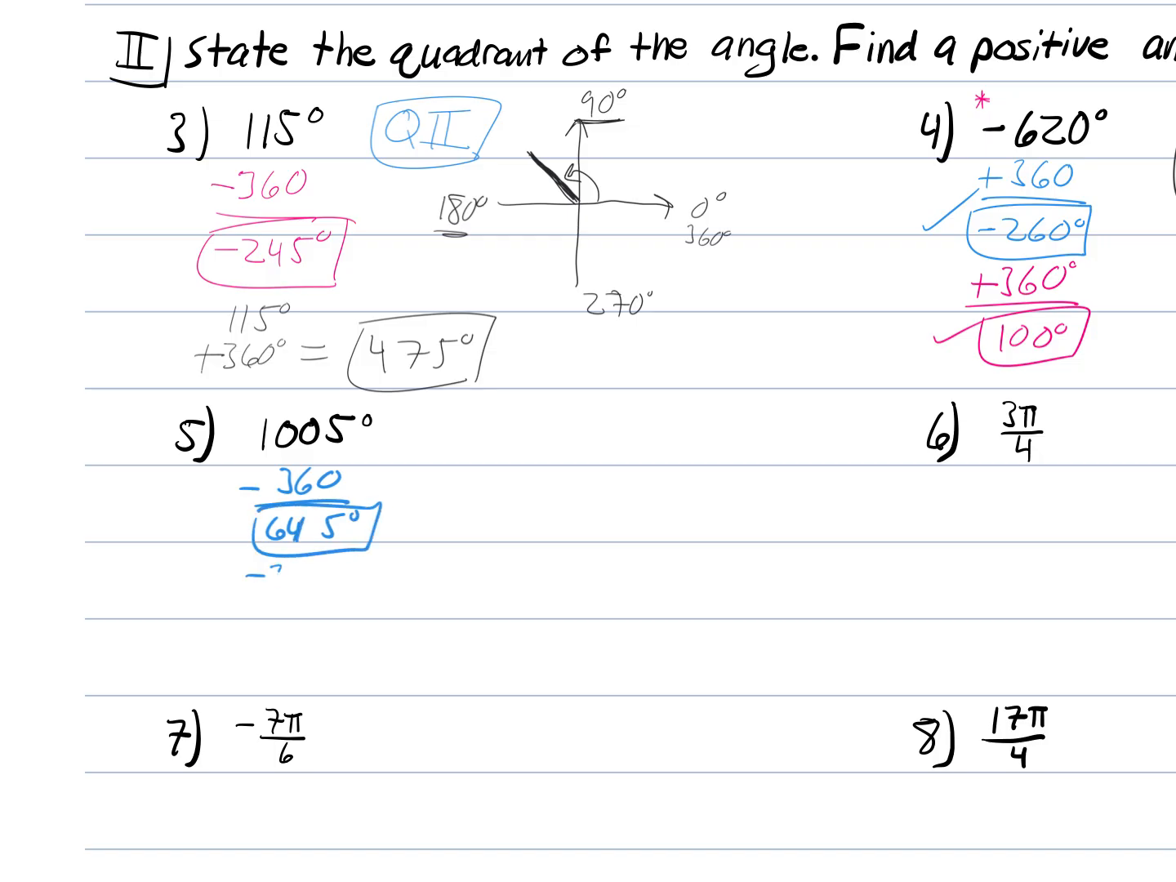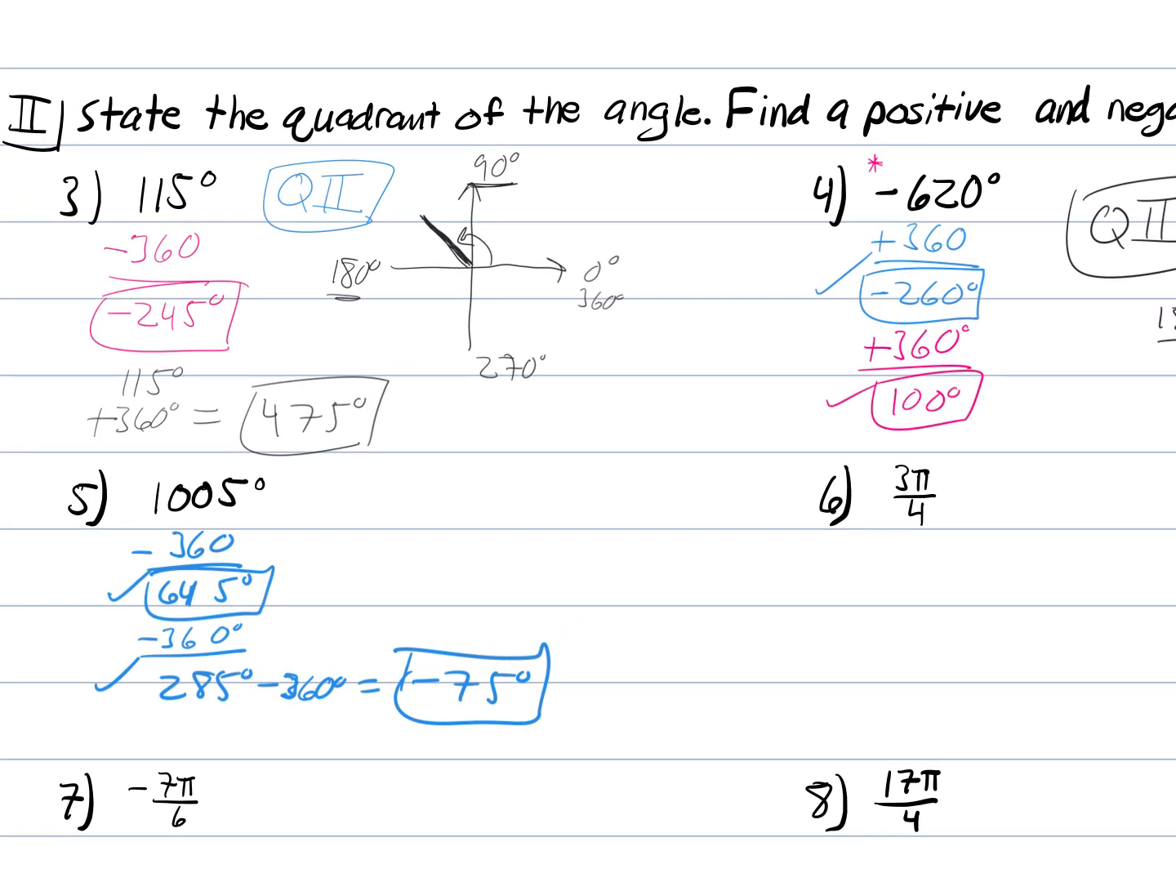Let's subtract again. Let's see what that gets us. And that gets us 285, which is another valid angle that works, but we already have a positive one, and I want to find a negative one. So I'm going to subtract 360 from this. If you take away 360 from 285, that gets you negative 75. And that's a valid angle.